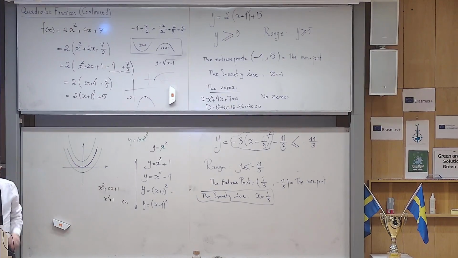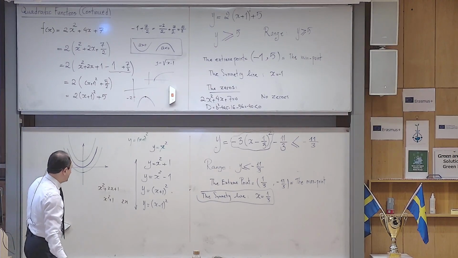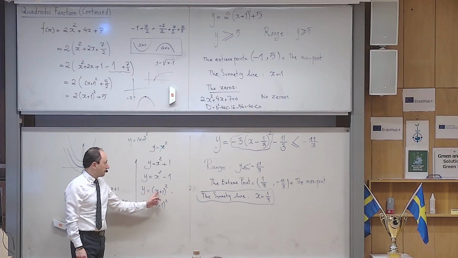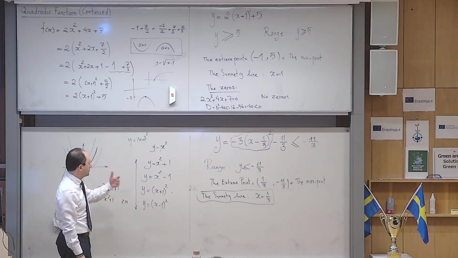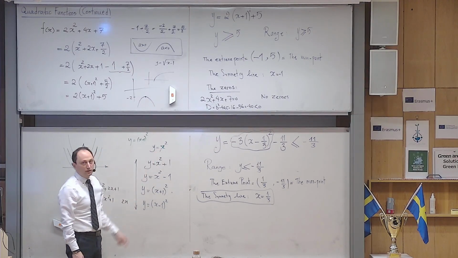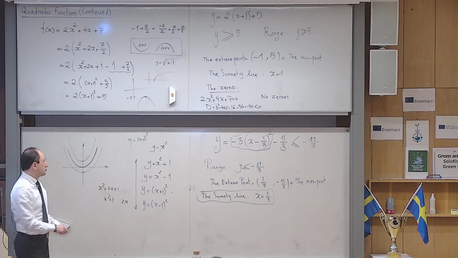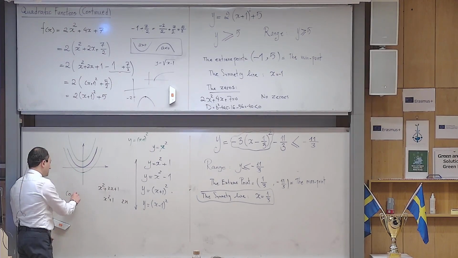So what Shah said is very good. Let me ask you some questions to test your understanding. What is the turning point here for y equals x squared? You can also see it on the picture. It's (0, 0). That's the turning point. You don't need anything.